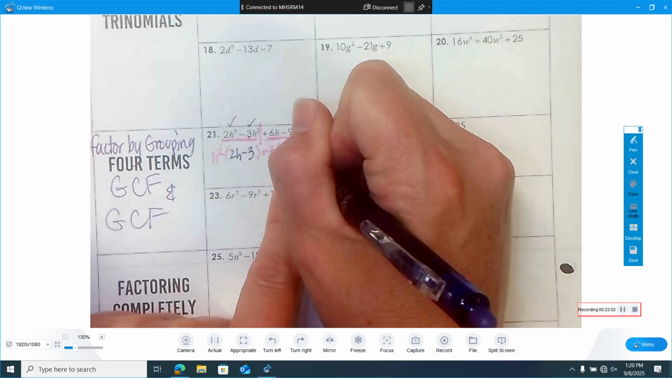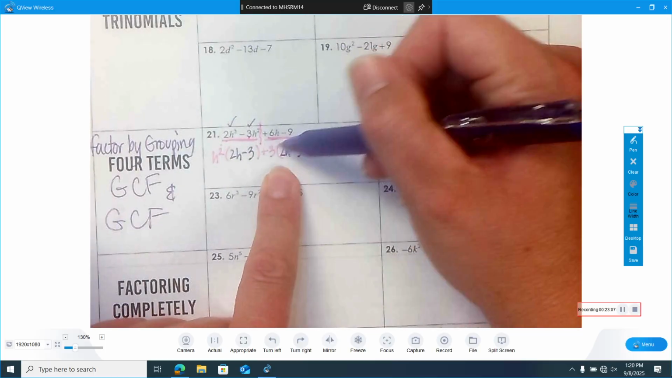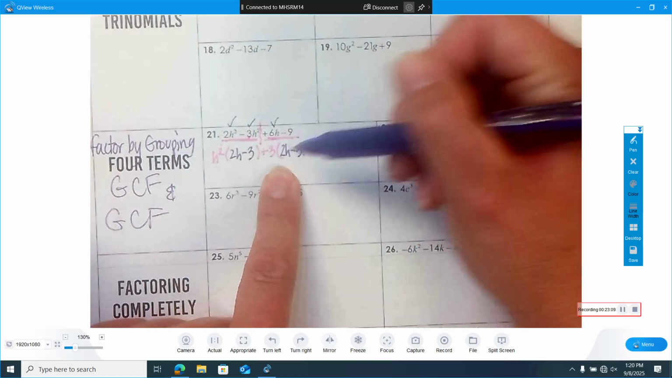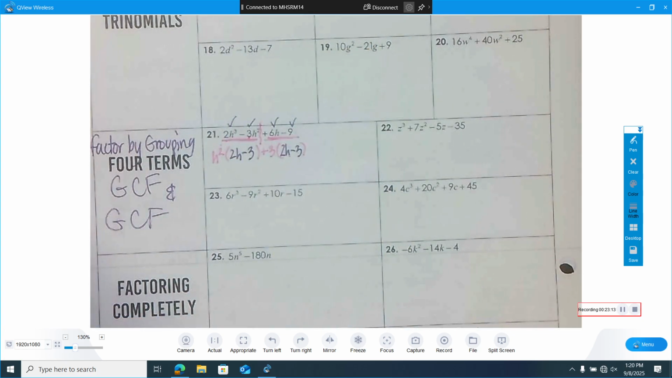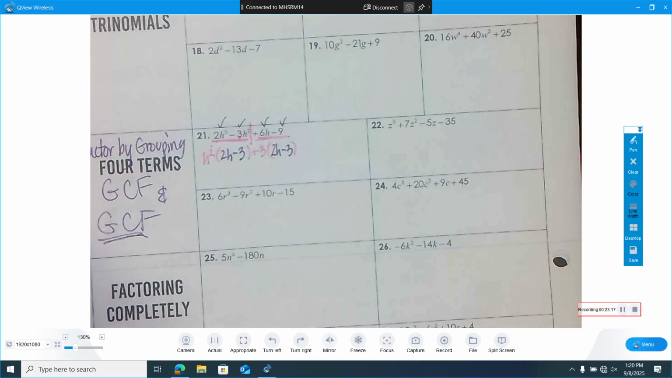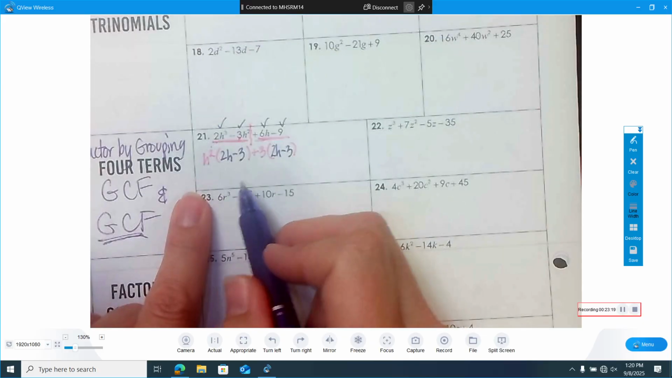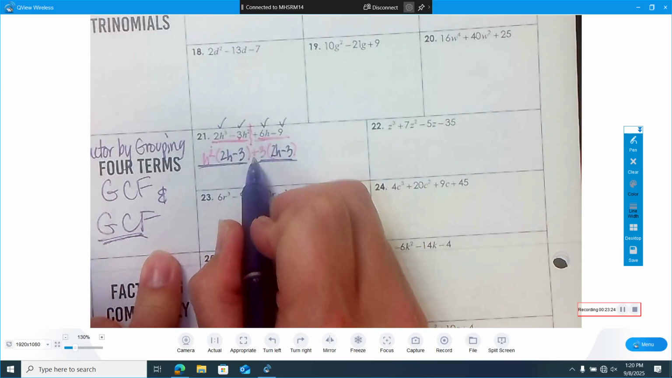2h minus 3. Very good. How do you know if you did it right? Multiply it back in. 3 times 2h is 6h. Good. 3 times negative 3 is negative 9. Are we done? No. We're going to do the greatest common factor one more time, because if you look, right now I'm looking at two terms separated by addition.